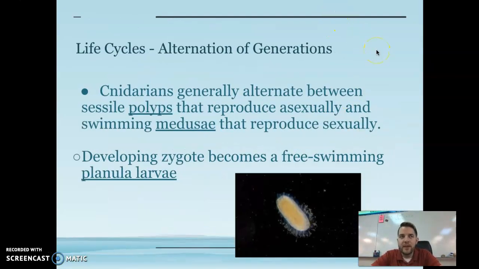So some cnidarians undergo this process called alternation of generations. What that means is that they alternate between being a polyp and then being a medusa. And the polyps reproduce asexually through budding, or through strobilation, which we'll talk about in a second, and then they can go off and become medusa in the water column. Then they can reproduce sexually as well. And so they create zygotes that are free swimming called planula larvae. Just know that they're called larvae.